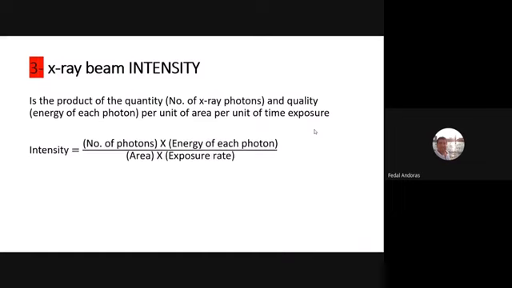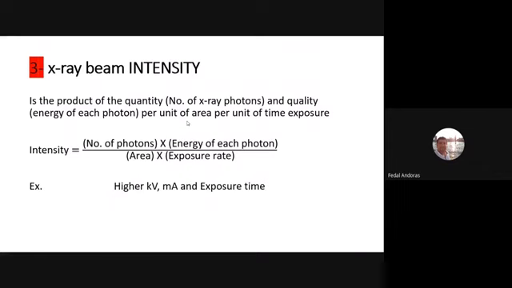This is the equation: number of photons and energy of each photon divided by area and exposure time. This is just to understand what I mean. It's not like it will come in the exam to tell you to write the formula, but just to understand it.